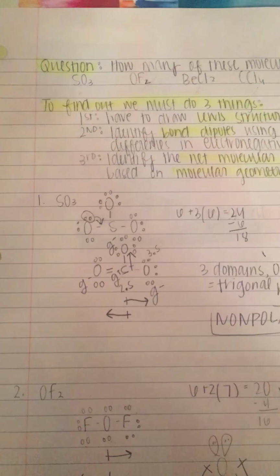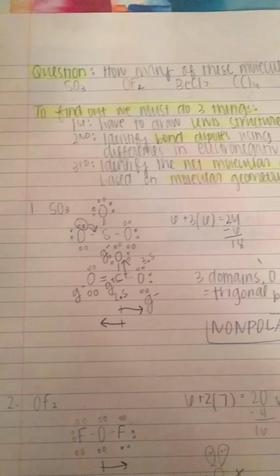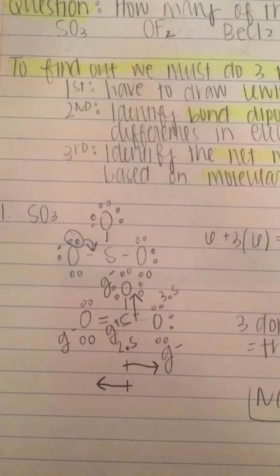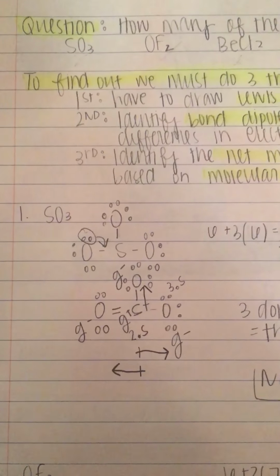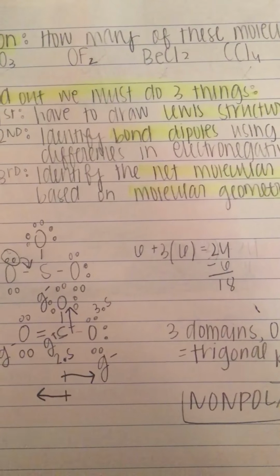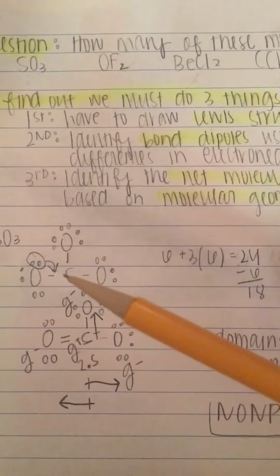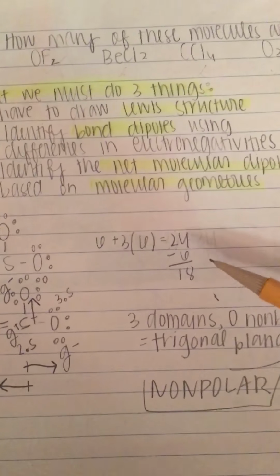Okay, so first we have SO3. The least electronegative atom goes in the center, so we have S right here, and then we have 3 O's on the outside. Then we do valence electrons: 6 plus 3 times 6 equals 24. Then we subtract the bonds: 2, 4, 6. Subtract, you get 18.